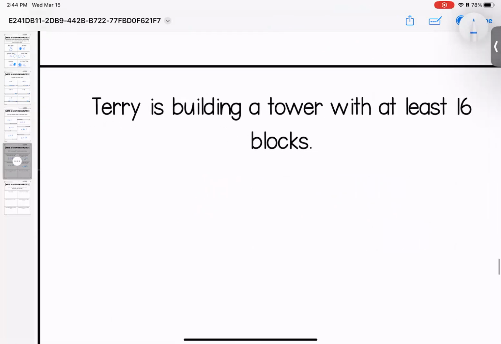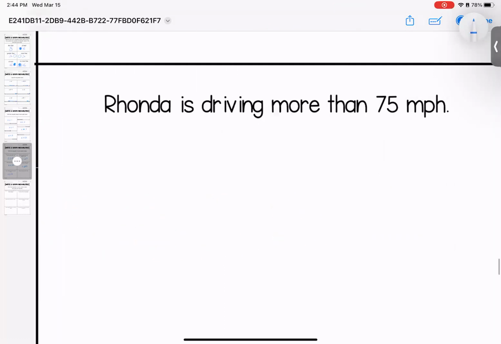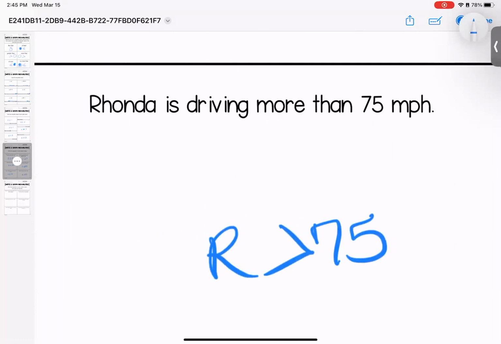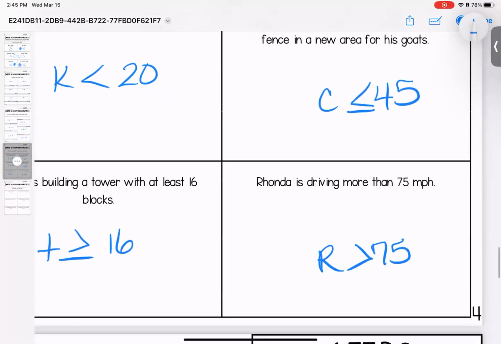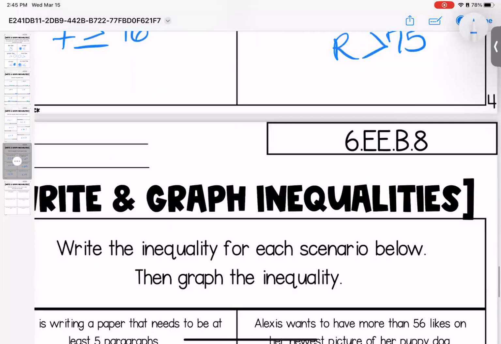Terry is building a tower with at least 16 blocks. So his tower has to have at least 16 blocks, but it should be more. Tower is greater than or equal to 16. Last one. Rhonda is driving more than 75 miles per hour. So 75, it's got to be more than that. Rhonda is a speedster. Rhonda is driving greater than 75 miles per hour. Any questions on these? Bring them with you to class.